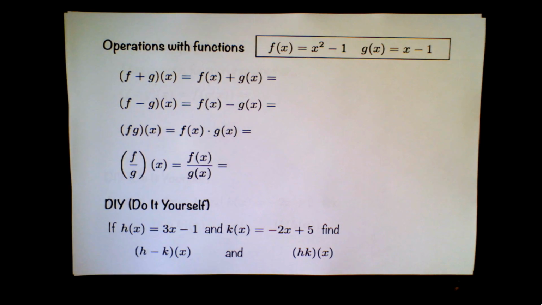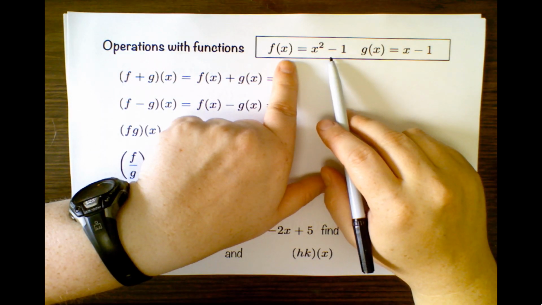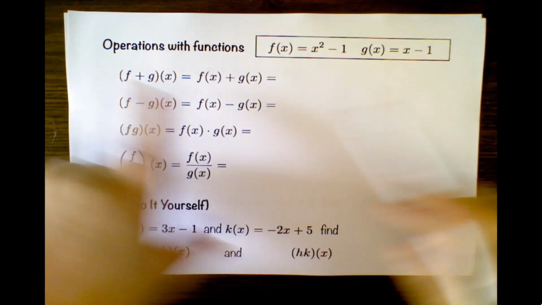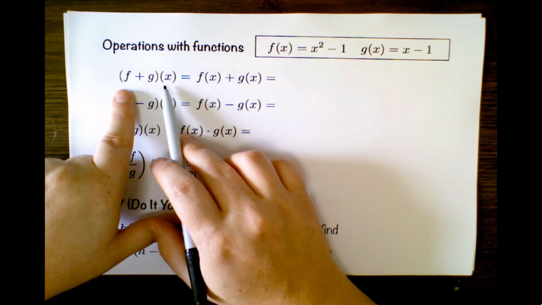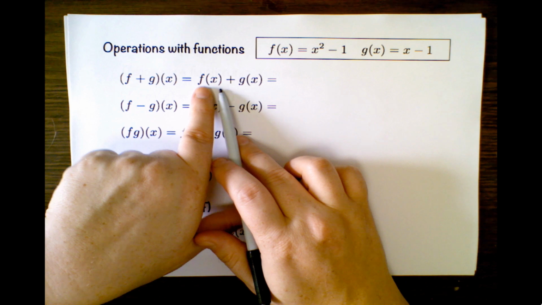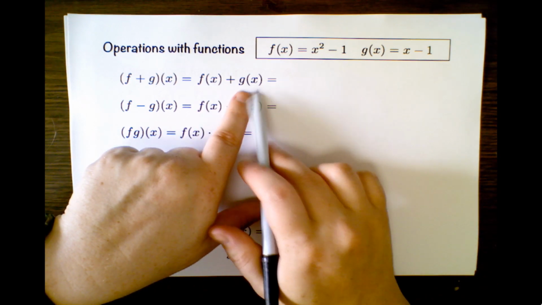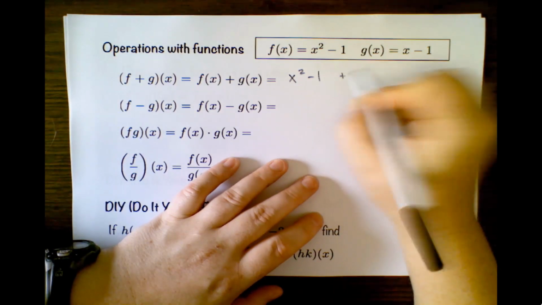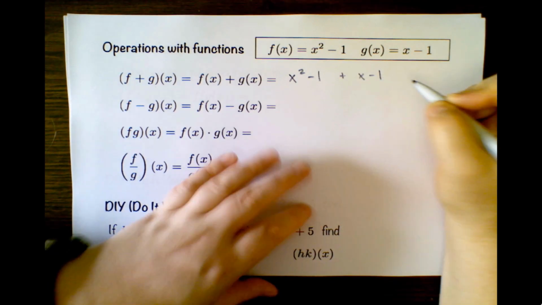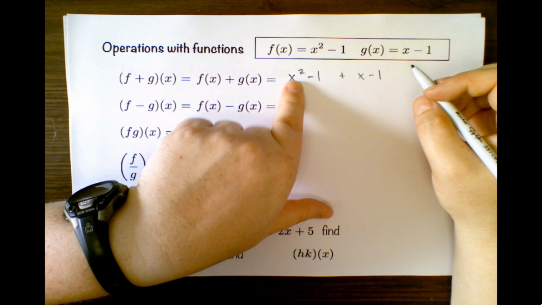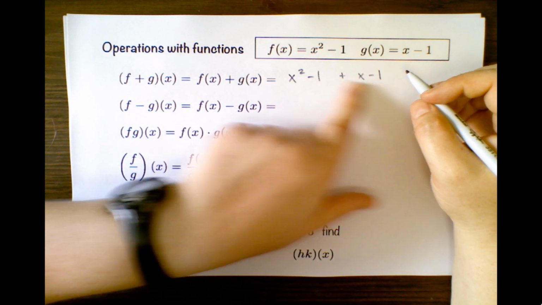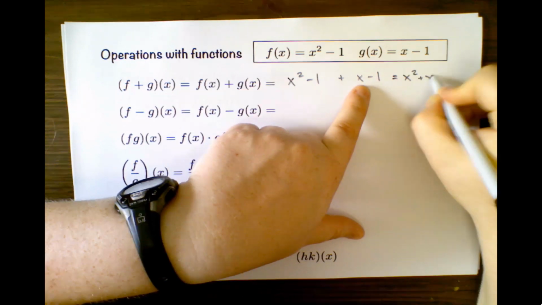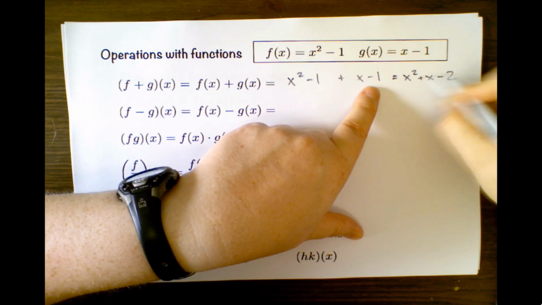Alrighty, operations with functions. First, I'm just going to define f of x to be x squared minus 1 and g of x to be x minus 1. f plus g of x just means you take f of x and you add it to g of x. So f of x is x squared minus 1 plus g of x is x minus 1. I only have one set of like terms. So x squared is its own thing, x, but negative 1 and negative 1 makes a negative 2.